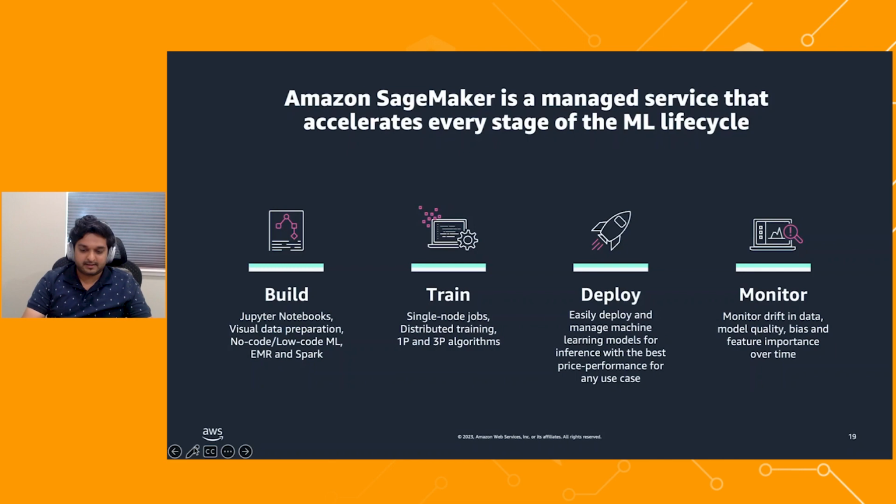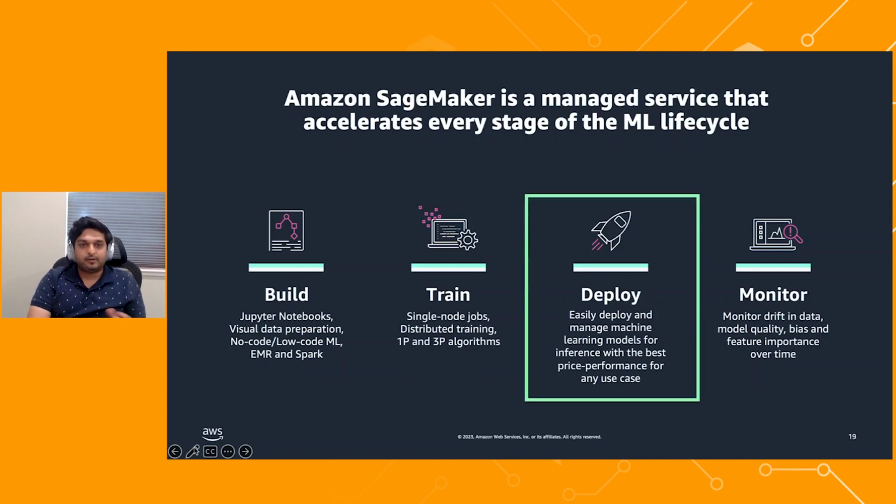So looking at this, we'll look at the section for deployment. Amazon SageMaker is a managed service that accelerates every stage of the machine learning lifecycle, right? We discussed that certain aspects of it, whatever you do on your training, can be different from what you do on inference.